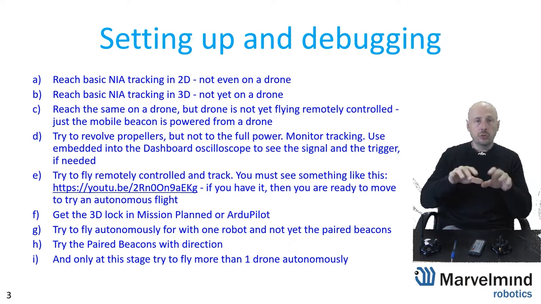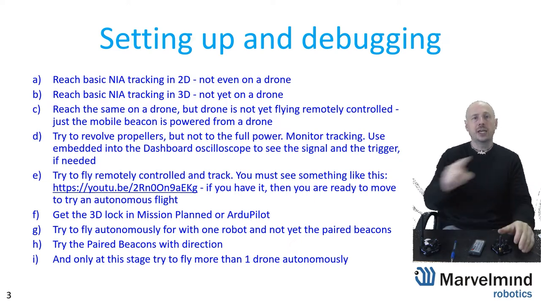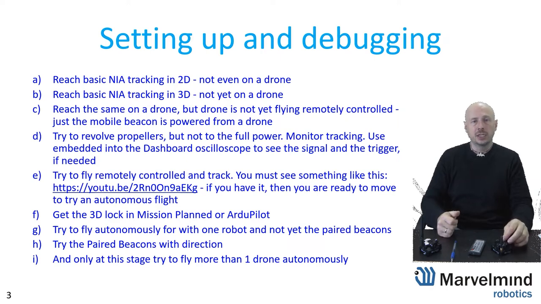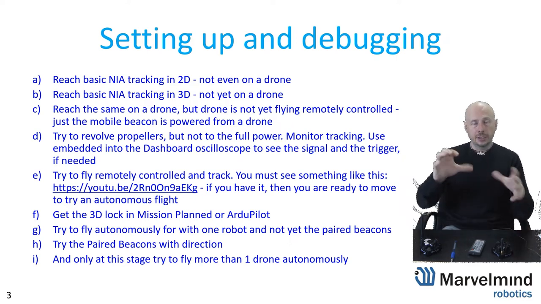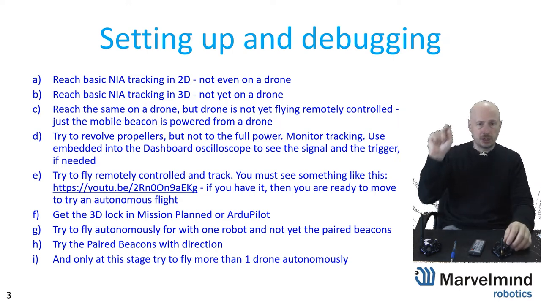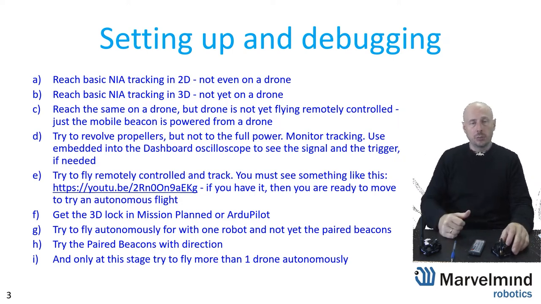What is the next step? You remotely control. Now the drone is flying remotely, like a remotely controlled plane, not yet autonomous, or you drive the robot around. Still in absolutely manual mode, and you check that tracking is still good with everything active. After that, you are ready to do something autonomous. In the case of mission planner autopilot, you go there and start building the map, putting in the waypoints and trying to fly it autonomously. Or in the case of our robots, you draw the path in the dashboard and send it.